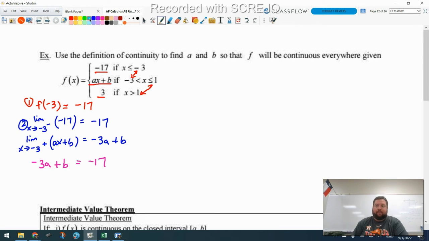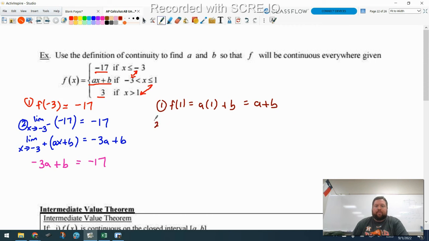So now we're going to go back up to rule number 1, and we're going to do this again, but at x equals 1 now. So now I want to know, is f of 1 defined? Yes, I have an equal sign right there. F of 1 is equal to a times 1 plus b, which is equal to a plus b.